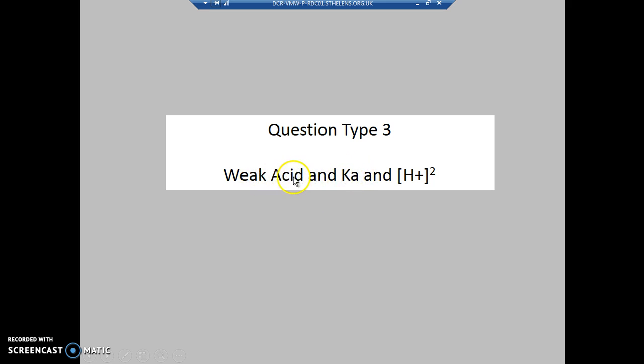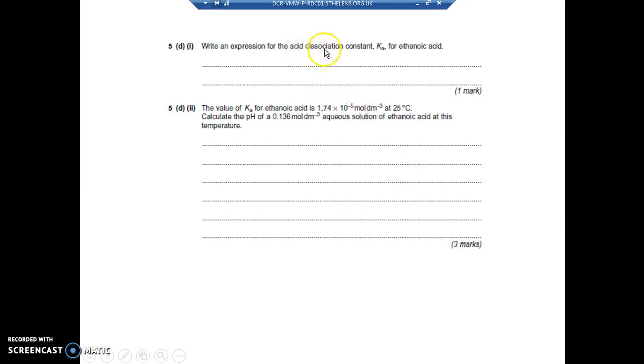So you need to remember that a weak acid has an equilibrium constant, and we can also use H plus squared for a weak acid and an acid dissociation constant. Let's have a look at this kind of question then. Write an expression for the acid dissociation constant of ethanoic acid.